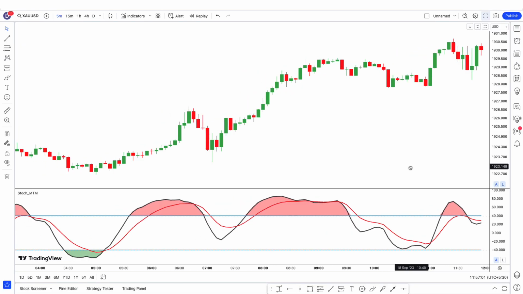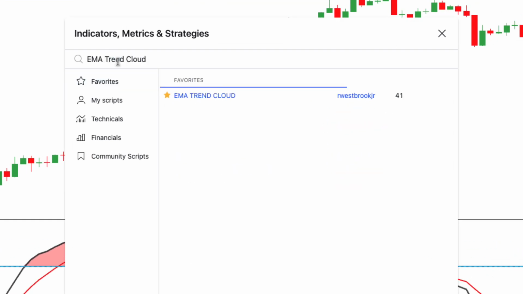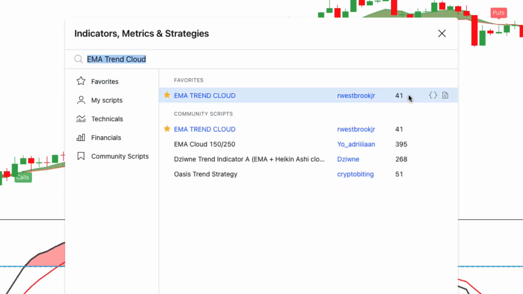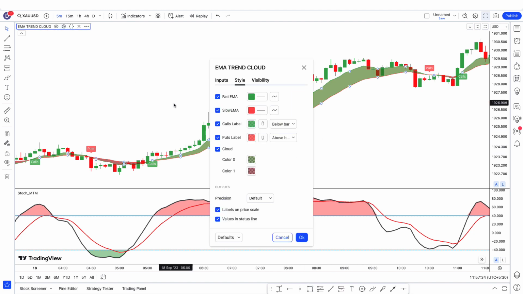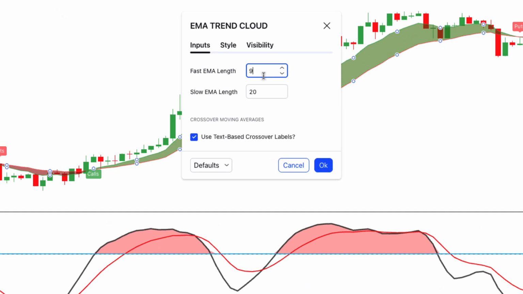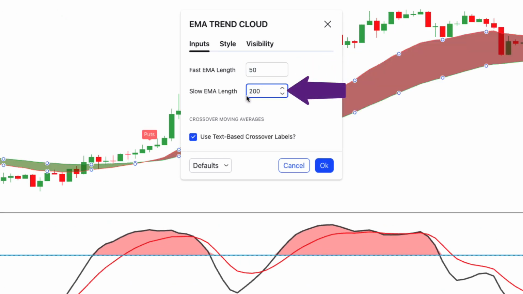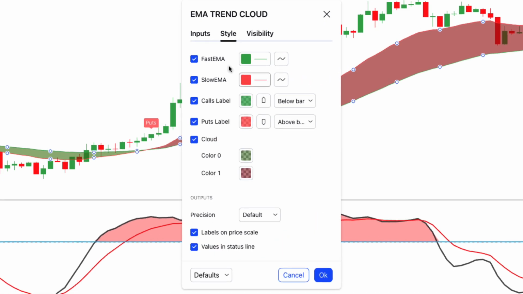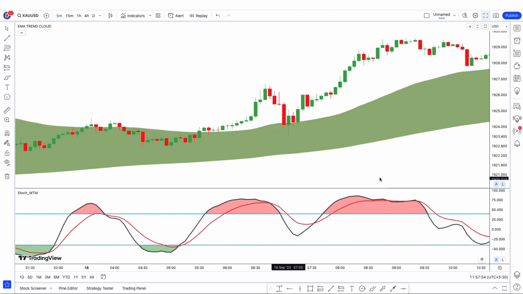To add it to our chart, we're going to open the indicator search tab and type in EMA trend cloud. Select this one by Westbrook J. R. Double-click on the EMA trend cloud to access the settings panel. On the Inputs tab, change the fast EMA length to 50 and then change the slow EMA length to 200. Head over to the Style tab and uncheck Fast EMA and Slow EMA checkboxes. After that, click OK.